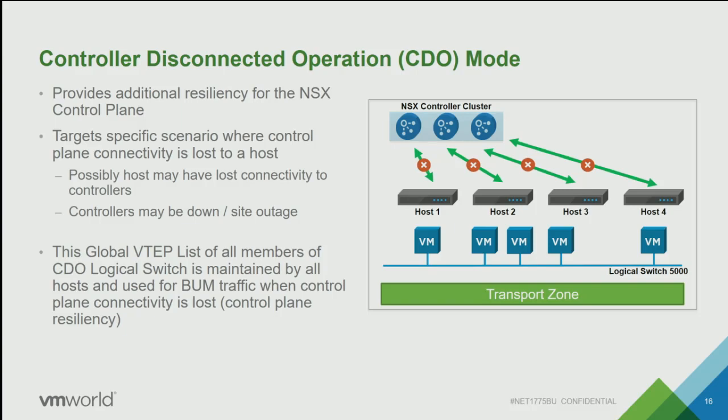So the target specific scenario where control plane is lost to the host. What is going to happen if I lose that? As Stephen alluded to, it's traffic as usual on the data plane. I can't do my ARP suppression. We haven't used that term yet this afternoon. It is afternoon. The ARP suppression.